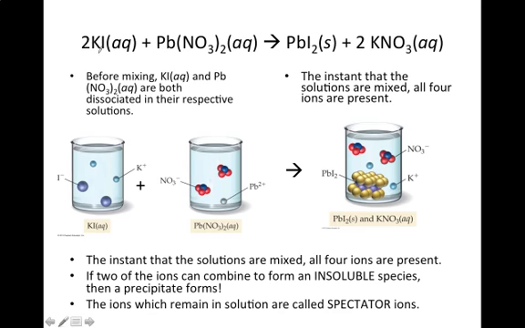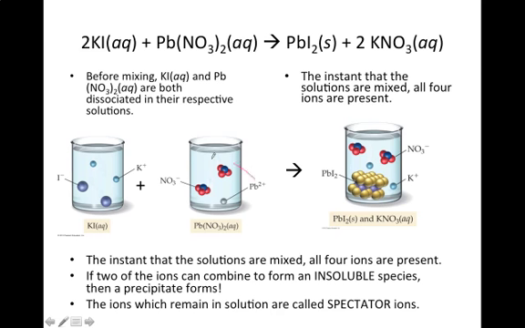If we have potassium iodide, for example, here is a beaker representing, in cartoon form of course, potassium iodide dissolved in water, and lead nitrate, so here we have nitrate ions and lead ions dissolved in water. If we mix these two together, then we have our lead ions, our nitrate ions, our potassium ions, and our iodide ions.